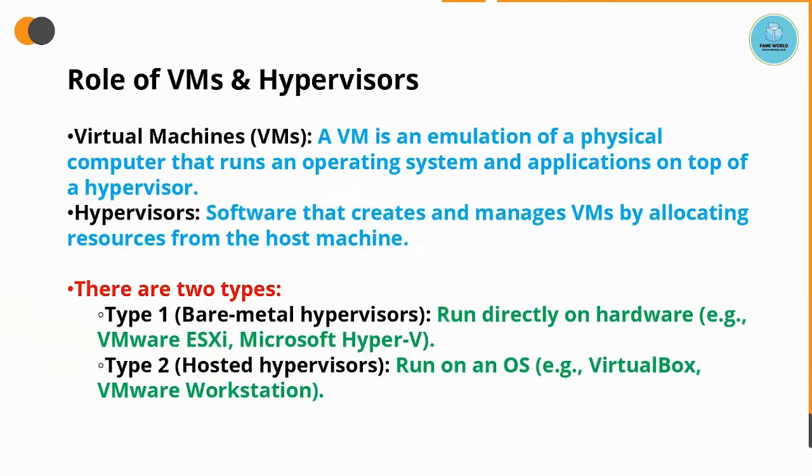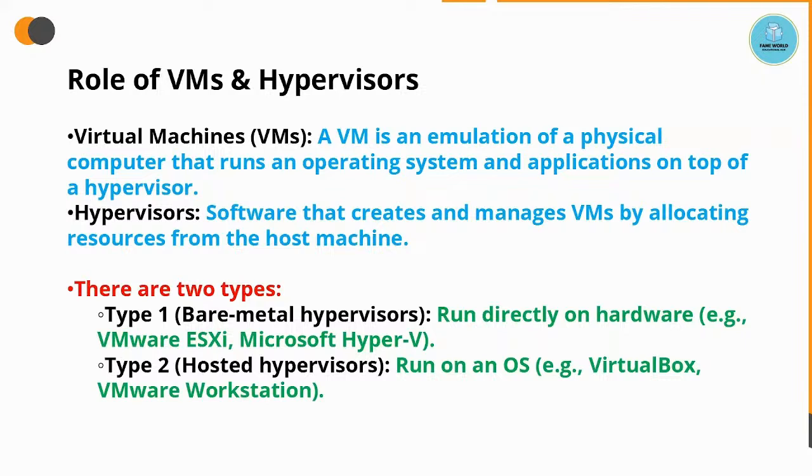When we talk about virtual machines, a virtual machine, that is a VM, is an emulation of a physical computer that runs the operating system and applications on top of a hypervisor. A hypervisor, what is it? A hypervisor is a software program that creates and runs virtual machines. It is used to run the virtual machines on a single physical computer, and it is also known as the virtual machine monitor (VMM). The hypervisor allocates resources like memory and processing power from the host computer to the VMs, and each VM acts as a complete computer itself with its own operating system and programs.